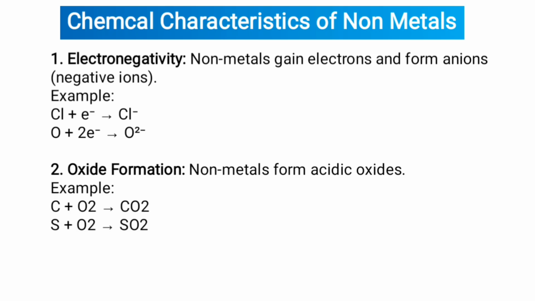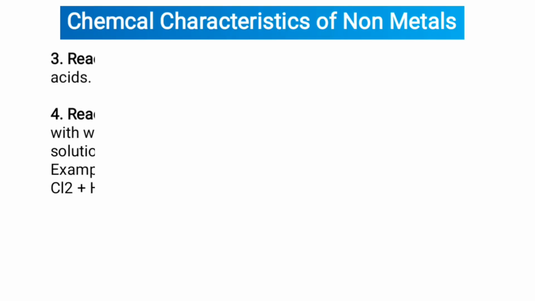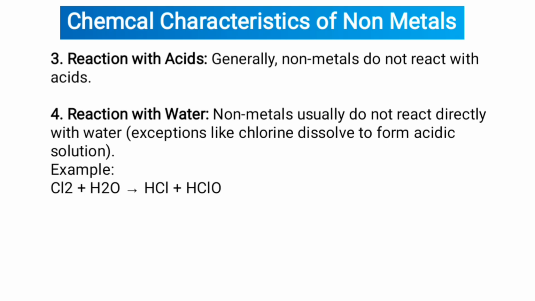And the second one is oxide formation. Nonmetals form acidic oxides. Example: C plus O2 gives CO2, S plus O2 gives SO2. And the third one is reactions with acids. Generally, non-metals do not react with acids.